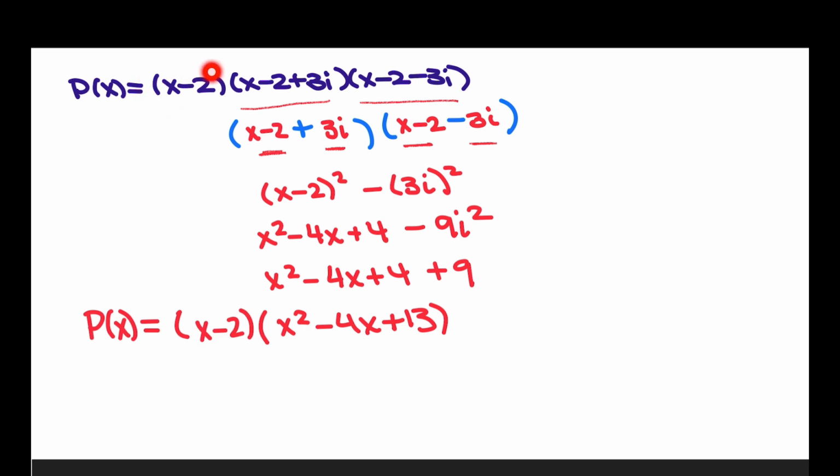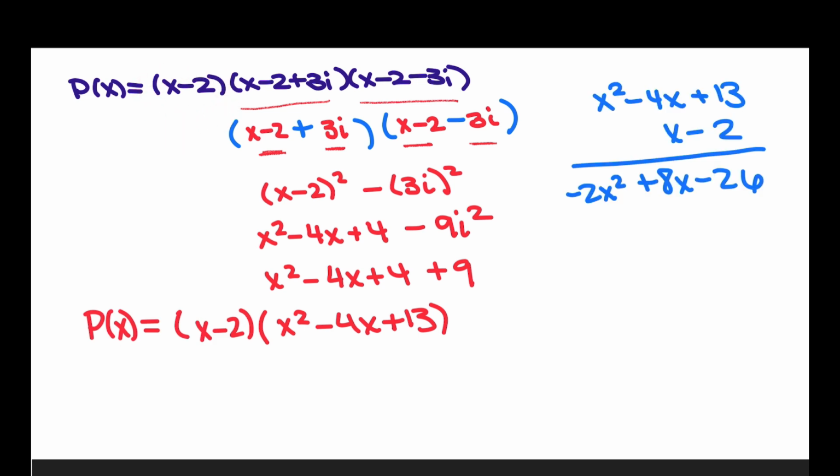Finally, we haven't multiplied by this x minus 2 yet, so I'm going to take x squared minus 4x plus 13 and multiply that by x minus 2. Start by distributing the negative 2. Negative 2 times positive 13 is negative 26. Negative 2 times negative 4x is positive 8x. Negative 2 times x squared, negative 2x squared.